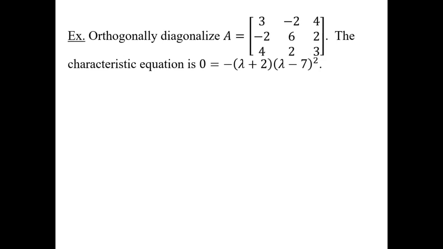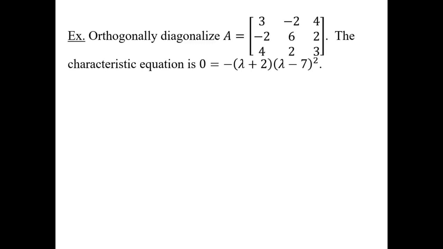Let's orthogonally diagonalize this matrix. I'm just telling you to give us a head start: the characteristic equation is 0 equals the opposite of (lambda plus 2) times (lambda minus 7) squared. Orthogonally diagonalize. Let's quickly observe A is symmetric. So right away, I'm giving you a job that actually can be done, as opposed to one that can't be.